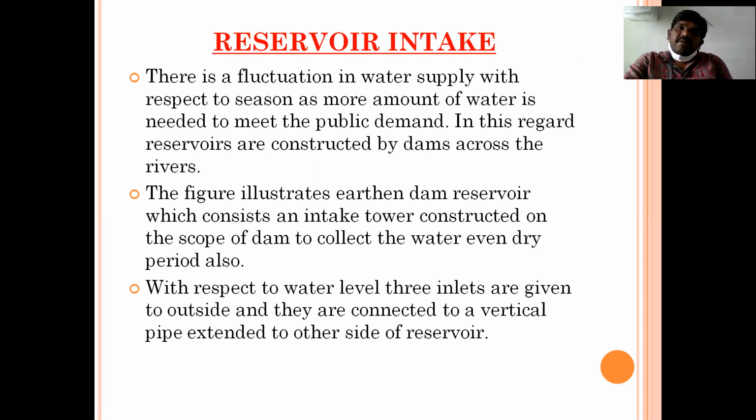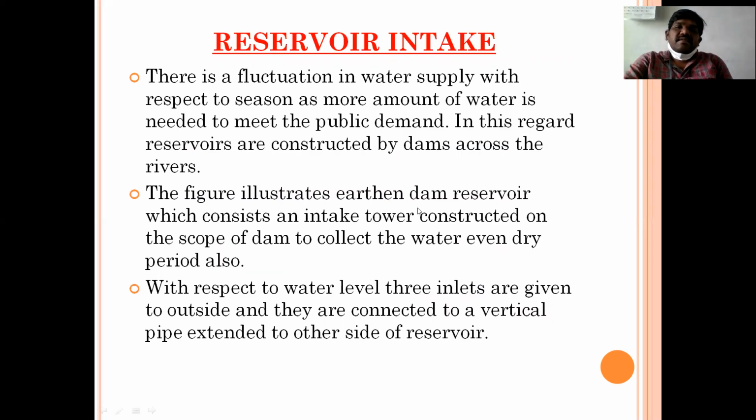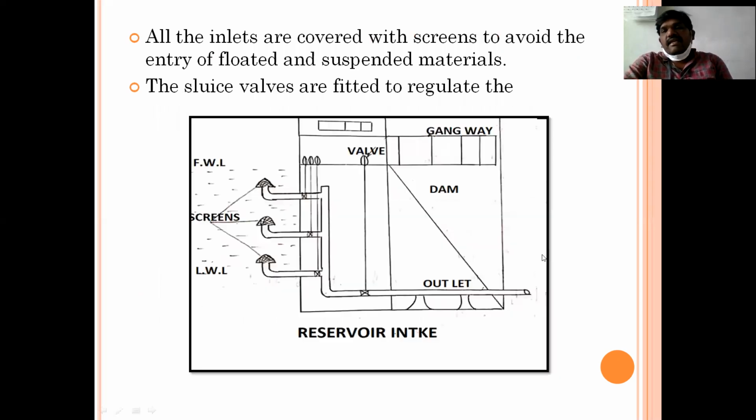How? Simply, have a look over here. There is a fluctuation in water supply with respect to season. More water is needed for public demand. In this regard, reservoirs are constructed by dams. See, the figure illustrates an earthen dam reservoir, which consists of an intake tower constructed at the slope of the dam to collect the water even in the dry period.